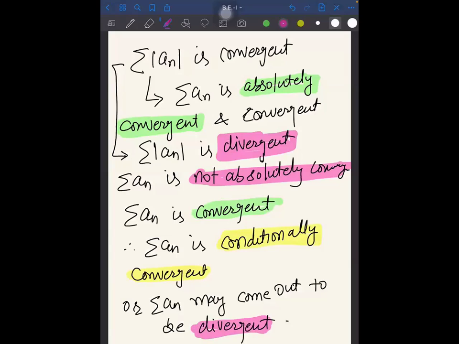फिर अगर a n divergent है फिर हम क्या करेंगे? नहीं, आ गया divergent तो आ गया. Okay, sir. So means finally divergent. Of course. अगर आ ही गया divergent, you don't need to say anything. You'll conclude that this is divergent.